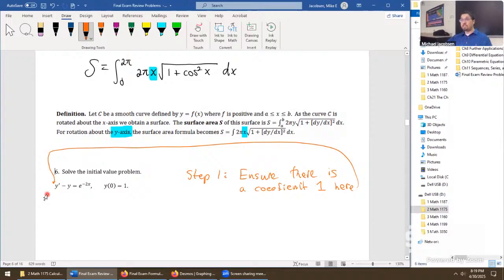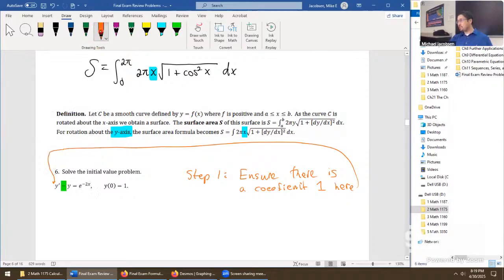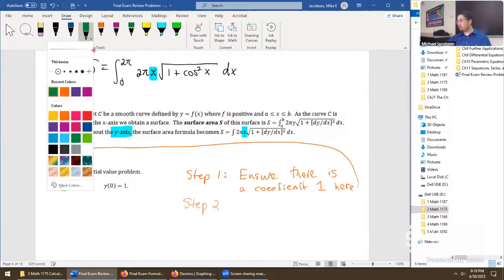Once we have a coefficient one, it reveals the P of x function. So let's call this step two. P of x is just -1, so a constant function.